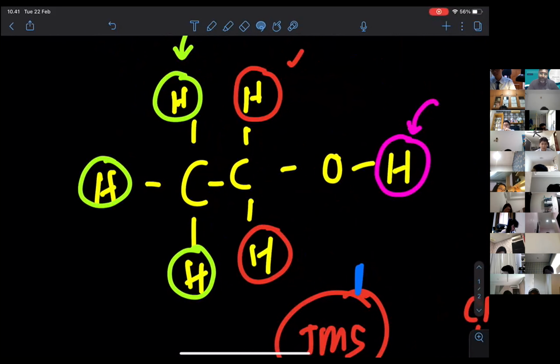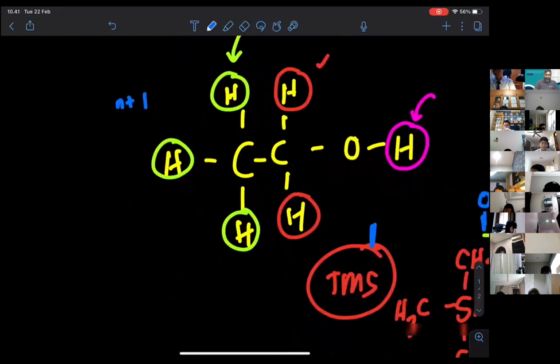Okay, this splitting can be the disturbance. It depends on the hydrogen atom attached to the adjacent carbon. And the splitting uses this formula, n plus 1. Okay, the formula is n plus 1.